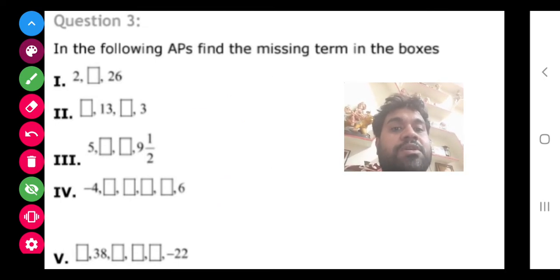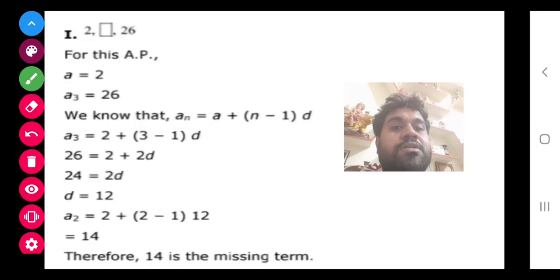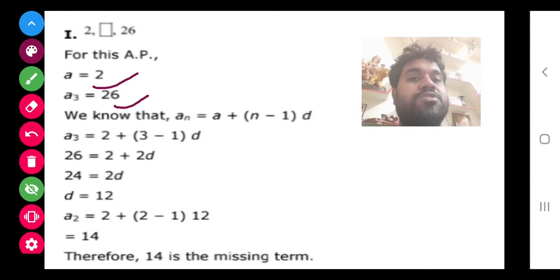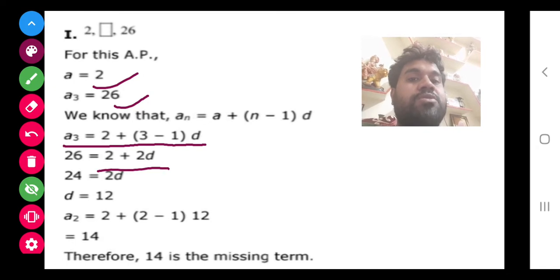Similarly, now see the solution. What they have done? They have taken a equals 2 and A3 equals 26. A3 is what? A3 is the formula. On applying the formula of an, A3 will become a plus 2d. So finally the value is substituted. a is how much? 2, so 2 is substituted here, and d they have determined.